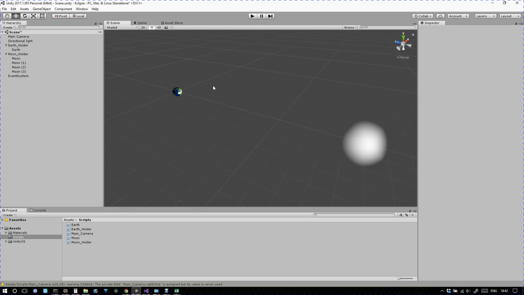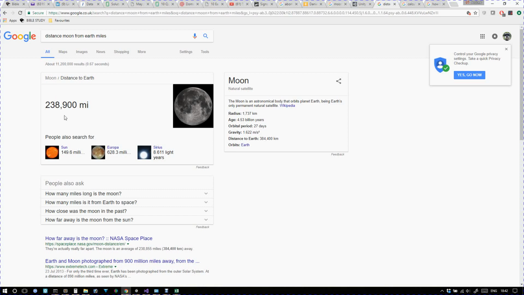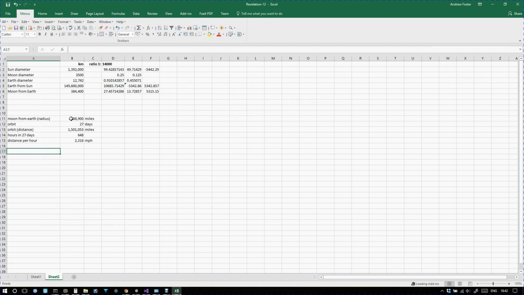Now with regards to the speed, when people talk about the moon travelling roughly twice as fast as the surface of the Earth, it actually is. I did some research into this. It's quite commonly known that it's about 1,000 miles per hour for the Earth's surface at the equator. So I did a little research into how far the moon was from Earth, put it into a spreadsheet, and the period is 27 days.